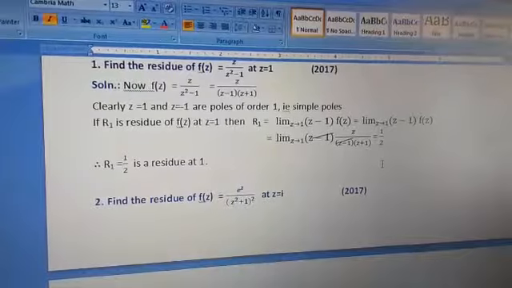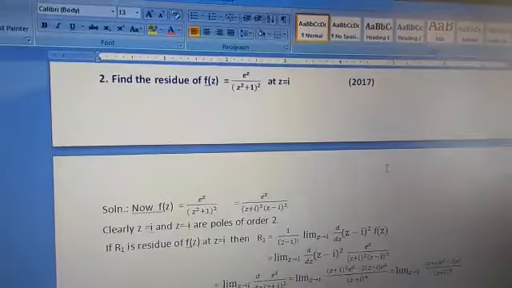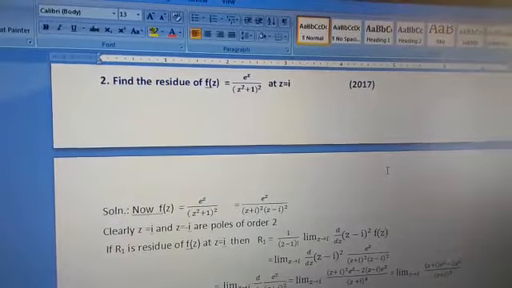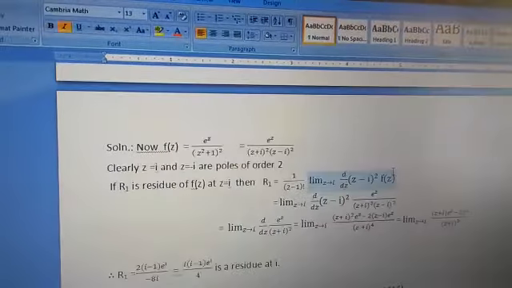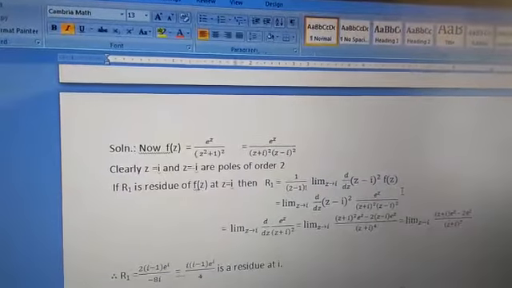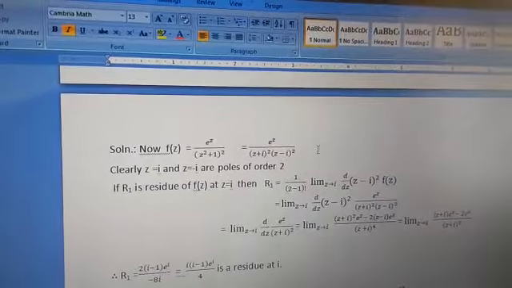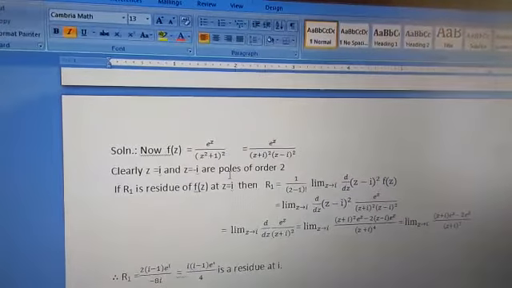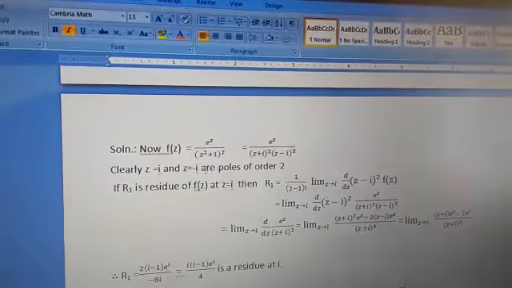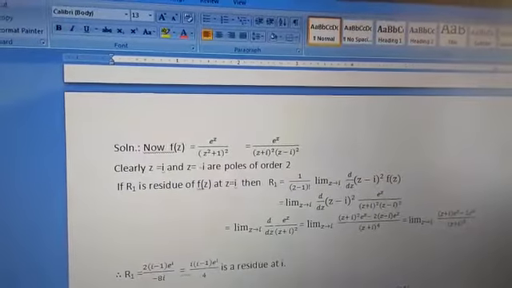Similarly, second example, e raised to z upon (z square plus 1) whole square, and you have to calculate the residue at z = i. So in this f(z), z square plus 1 has the factors z plus i and z minus i, and the whole square is there, therefore you have the power 2 for both, and it is asked to find the residue only at z = i here.